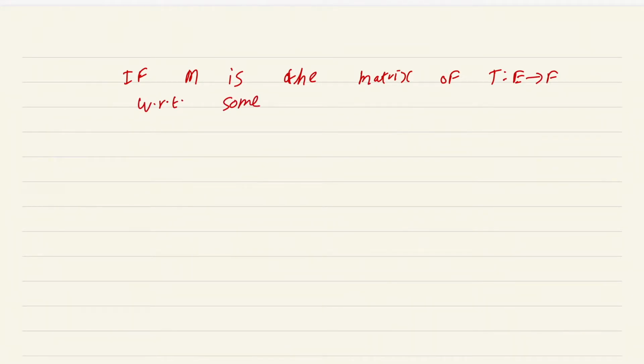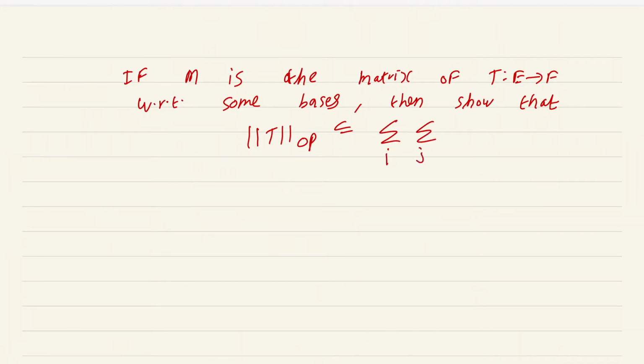So this is part 2 of this exercise. If M is the matrix of T from E to F with respect to some basis, then show that the operator norm of T is less than or equal to the summation over i, summation over j, of the modulus of a_ij.